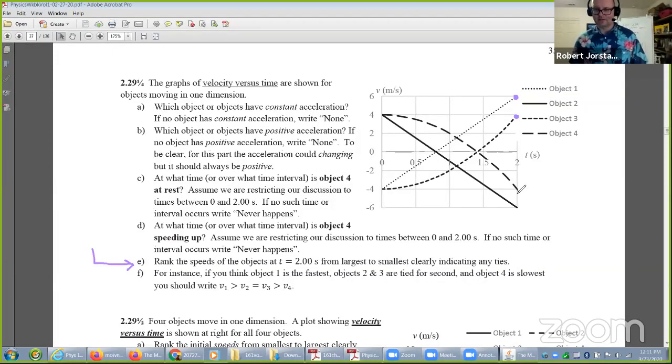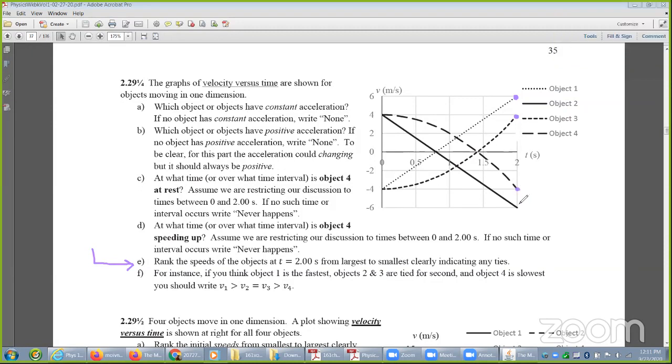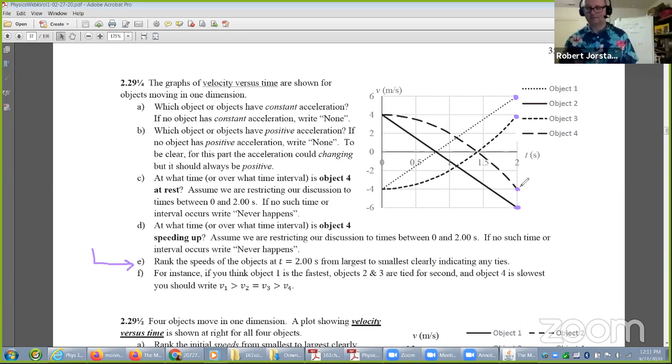Anybody else have an opinion? Wouldn't object 1 and 2 be tied for first? I don't know. What do you think? Speed is the absolute value, and so they're both about 6. So I agree. I would say V2 is equal to V1 if we're talking about speeds, right?